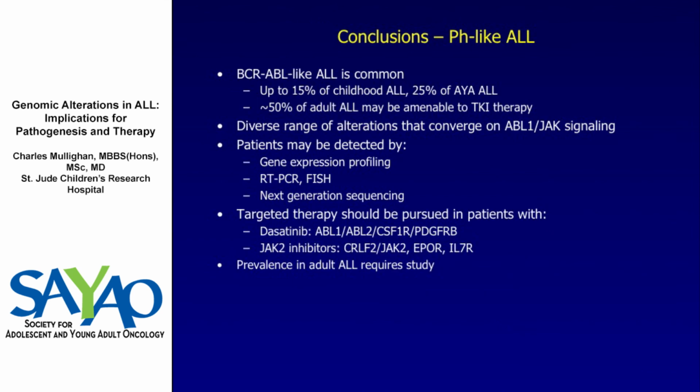So to conclude this part of the talk, PH-like ALL is important, it's common, its frequency increases with increasing age. The genetics are complex and they continue to become more complex as we study more cases, but there are a relatively small number of signalling pathways that are logical candidates for targeted intervention. And although the genetics are complex, there now are good tests, some of which are already clinically available, to both identify and test for the underlying genetic lesions in PH-like ALL.